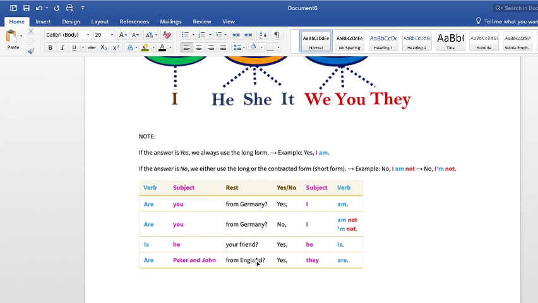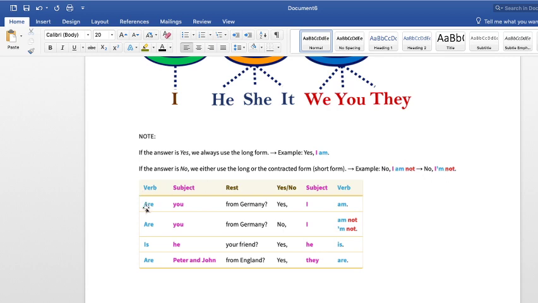If the answer is no, we can use both. We can use the long form or the short form. We decide, and depending on the teacher, he might indicate which one he might want in the test. But you can use both.